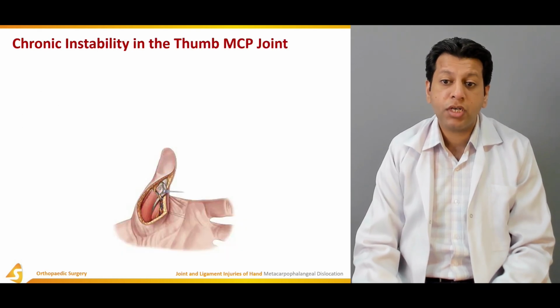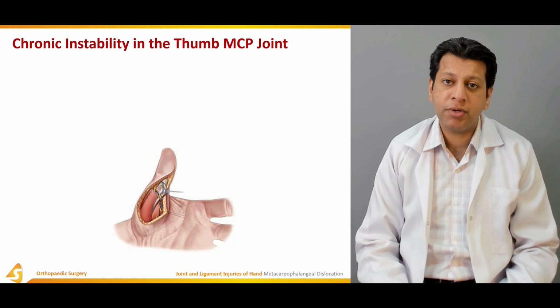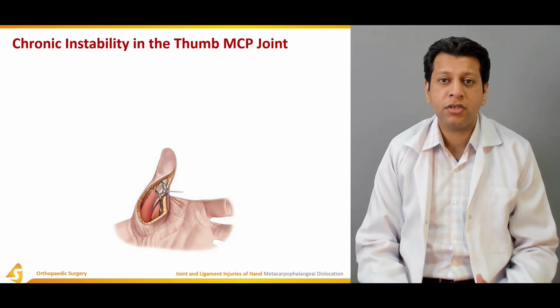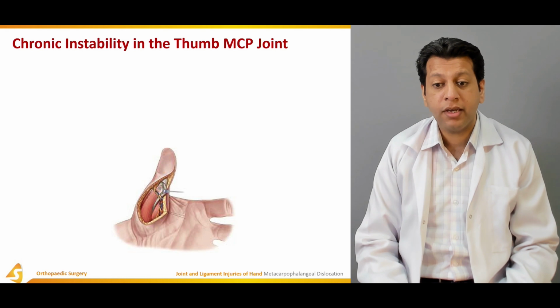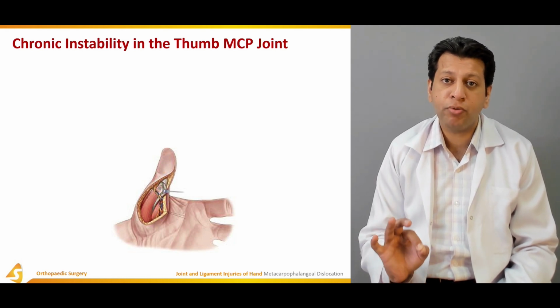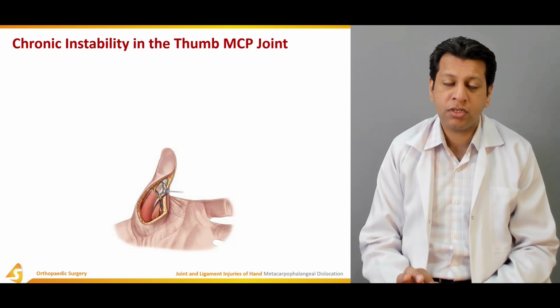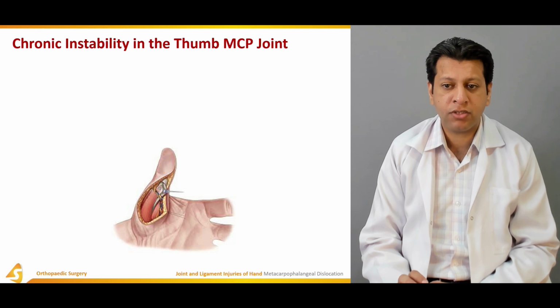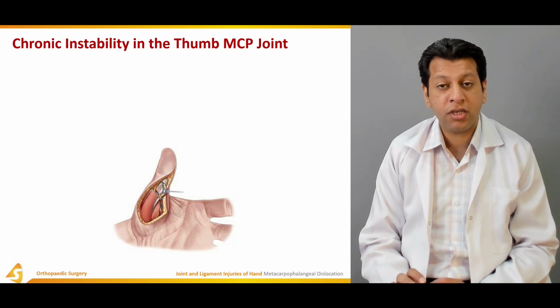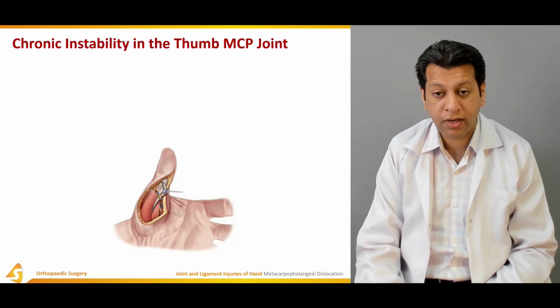Now coming to the chronic instability in the thumb metacarpophalangeal joint. What happens is, if there are damaged ligaments, this can lead to subluxation and chronic instability of the thumb. And this could be very problematic because the pinch movement of the thumb is actually based on these ligamentous restraints, so that the metacarpophalangeal joint remains stable. Once this does not remain stable, this pinch effect is actually affected.